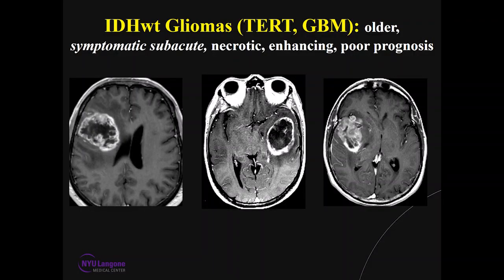The majority of IDH wild type gliomas are TERT mutated GBMs. They occur in older individuals. These are 3 different examples over here. They are necrotic, enhancing masses, usually have poor prognosis, and more importantly, present with subacute symptomatic neurological deficit.